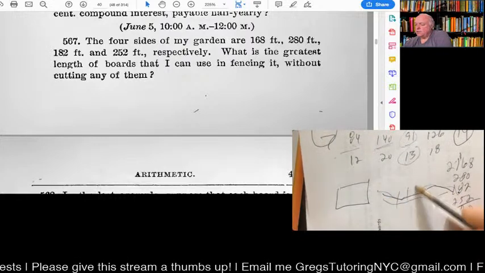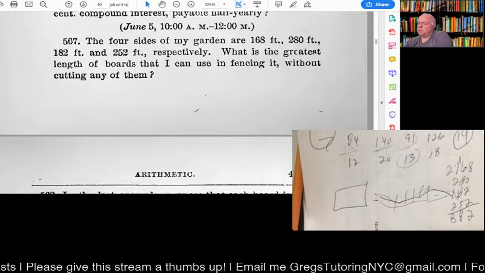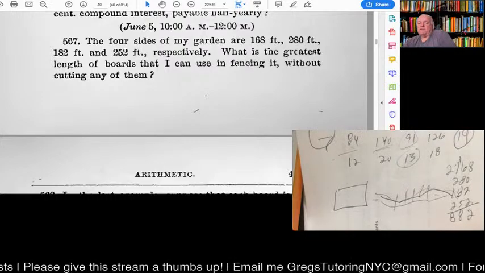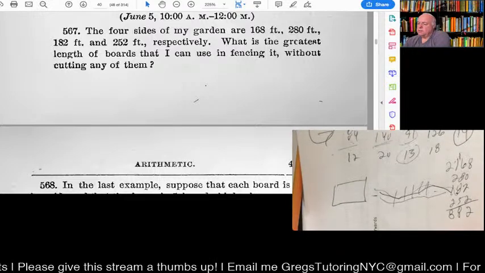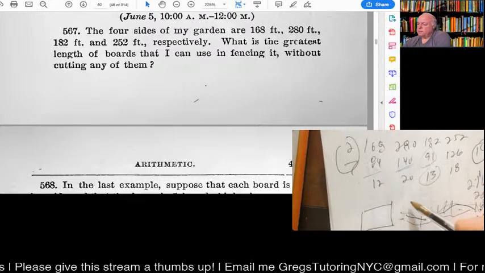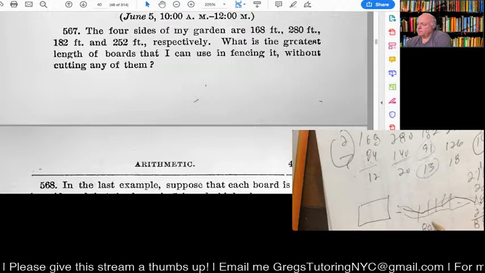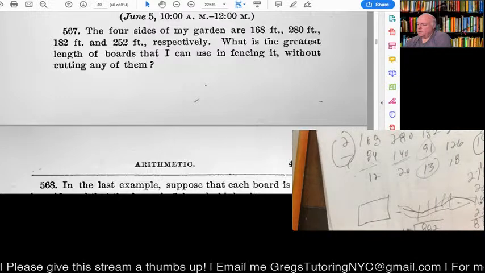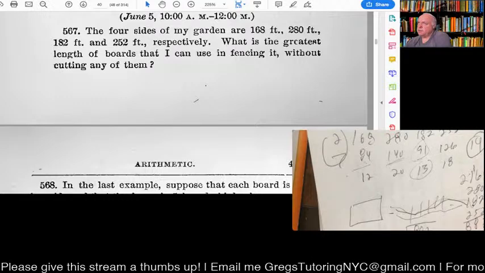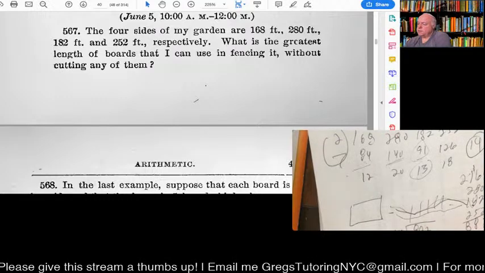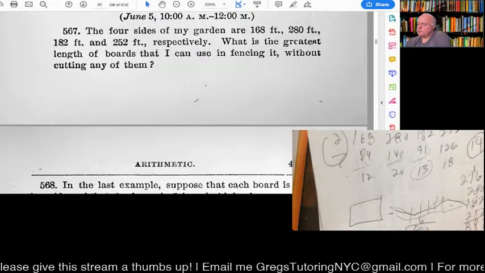Now, if there's 14 boards, we need to figure out how many boards there are going at least one level, saying they're stacked 5 high. Okay, let's figure out how many boards there are. So we have 882 divided by the 14. 14 goes into 88 six times, 84, so we get 6 here.